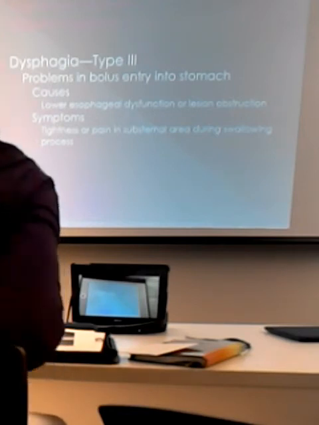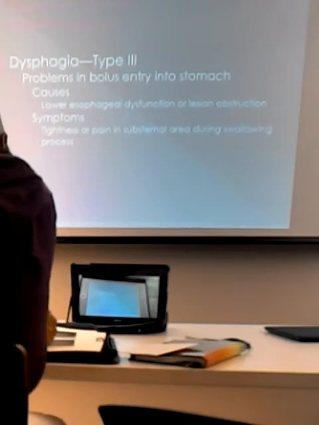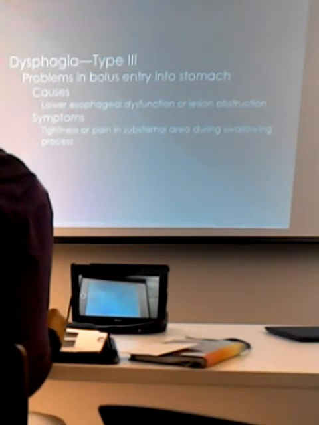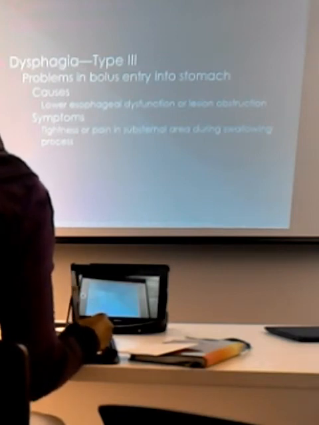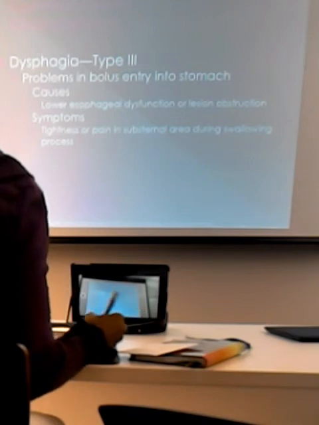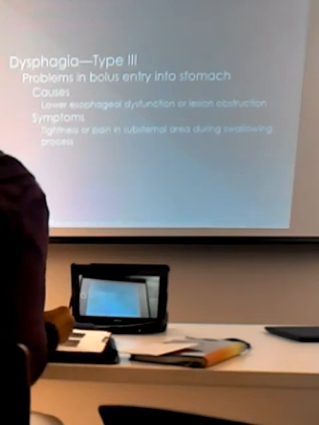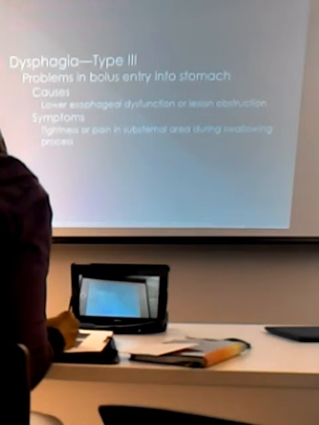So type 1 couldn't get it to the esophagus. Type 2 couldn't get it down the esophagus. Type 3 can't get it in the stomach. Okay? It goes down, but it doesn't get into the stomach. Why? There's some obstruction at the lower esophageal sphincter, which is not a true sphincter. And these people, more than anybody else, swallow, and all of a sudden it's like, oh my God, and you feel like you're having a heart attack. Okay?